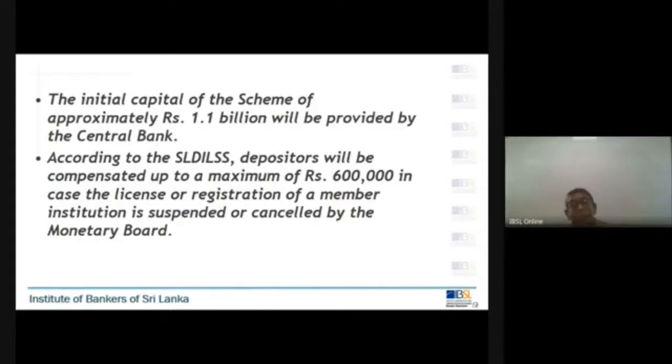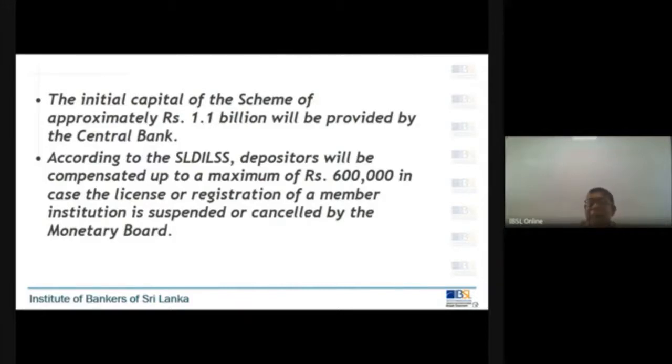So what is the maximum compensation given if the central bank suspends or cancels any organization's license? Two things, suspend or cancel, both occasions. You can make use of this fund to compensate the customer up to a maximum of 600,000 rupees. Of course, this was not initiated with 600,000. Actually, it was initiated with 100,000 rupees per customer, per bank or per institution. How can you get compensated? Remember, per customer, per institution, you can get 600,000.